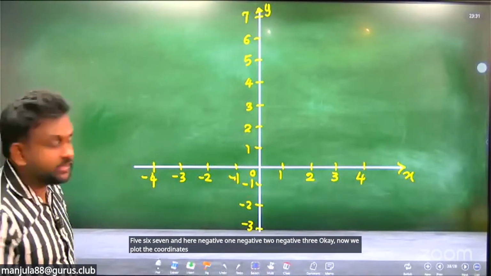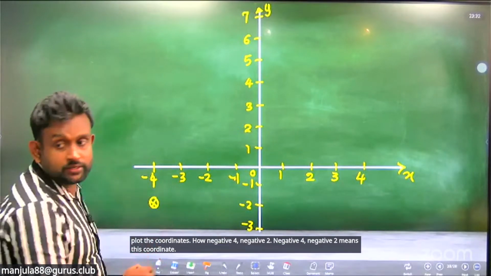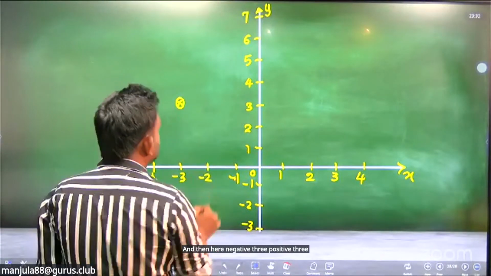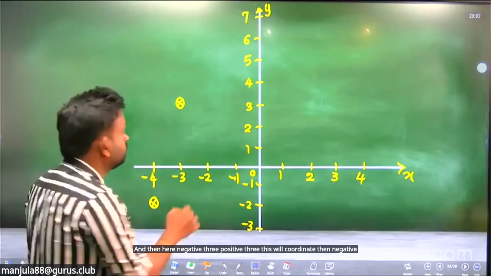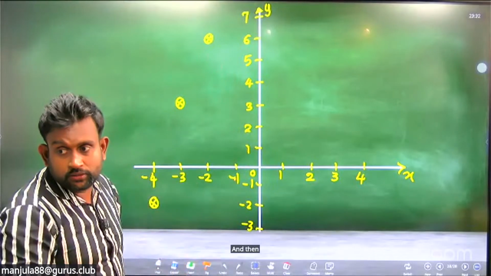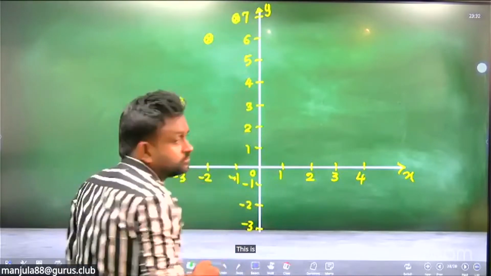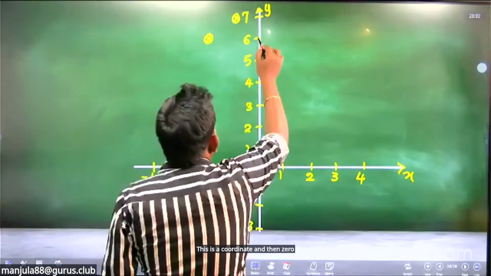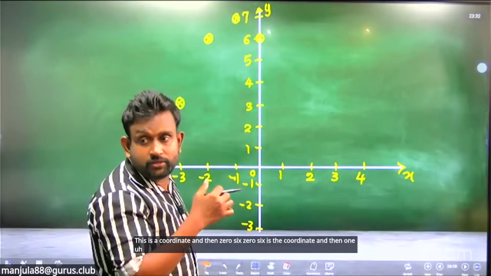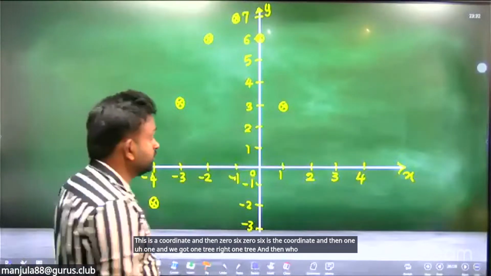Okay, now we plot the coordinates. How? -4, -2. -4, -2 means this coordinate, and then here -3, +3. This is the coordinate. Then -2, +6. This is the coordinate. And then -1, +7. This is the coordinate. And then 0, 6. 0, 6 is this coordinate. And then 1, 3. And then 2, -2.